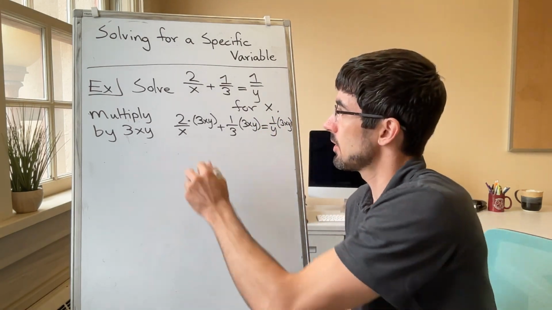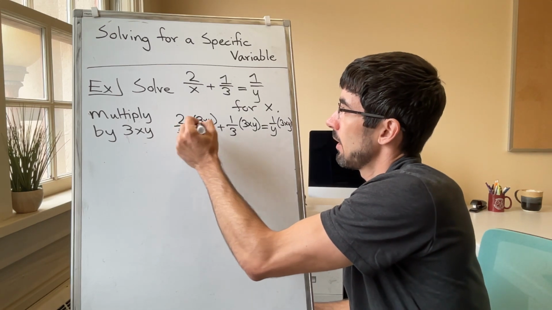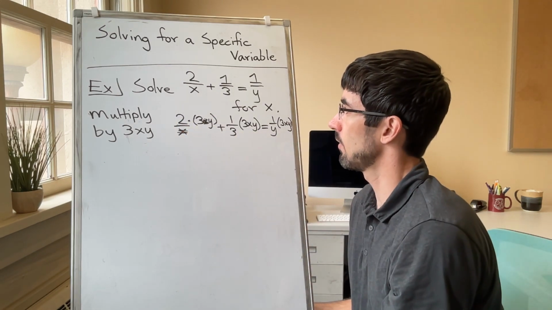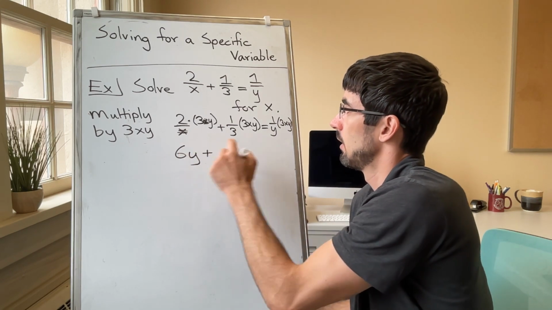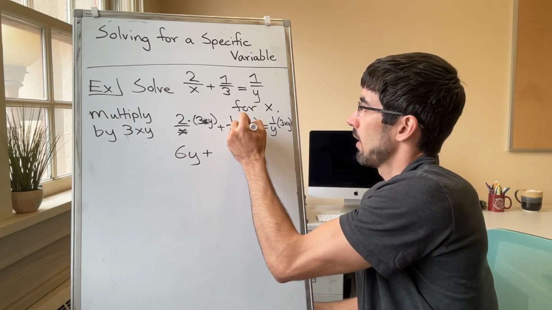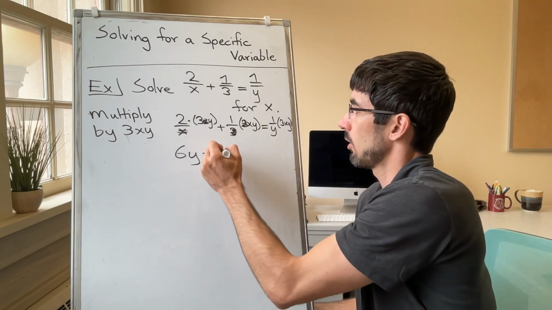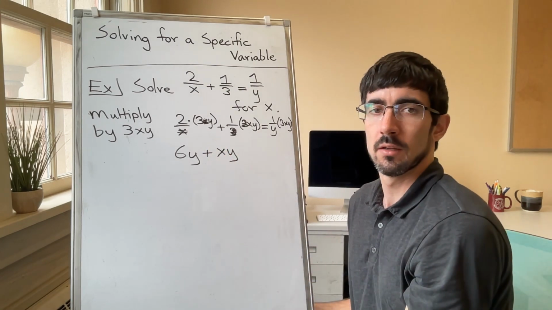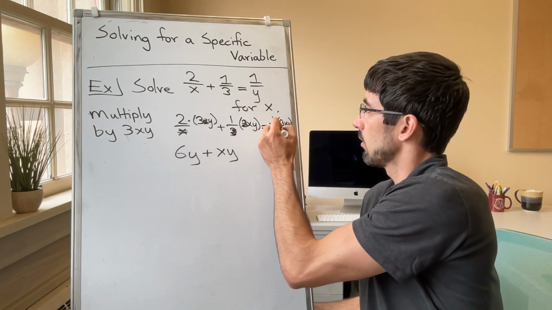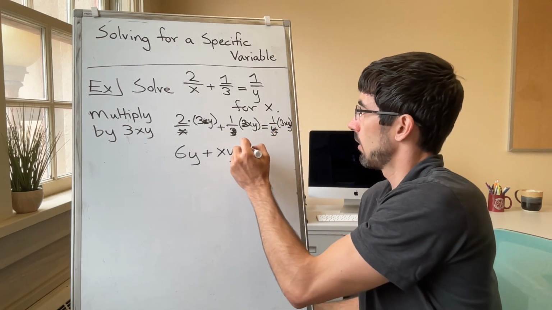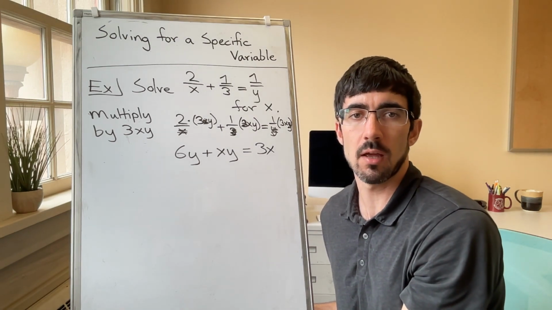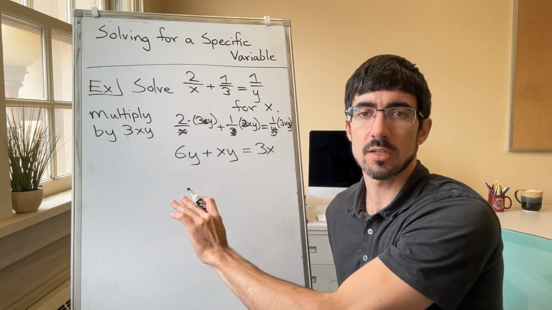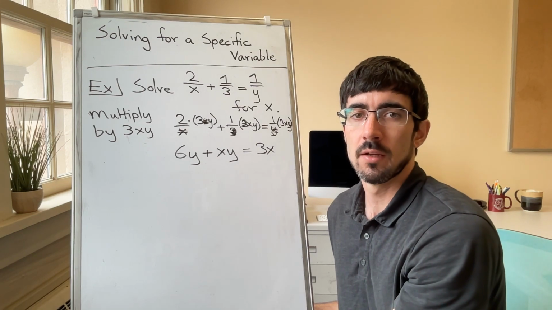Now there's some division here, right? This denominator of x divides with this factor of x, and I get 6y as a result. This denominator of 3 divides with this factor of 3 in the numerator, and I get xy. And this denominator of y divides with this factor of y, and I get 3x. All right, after multiplying by the LCD, there are no fractions left in my equation.